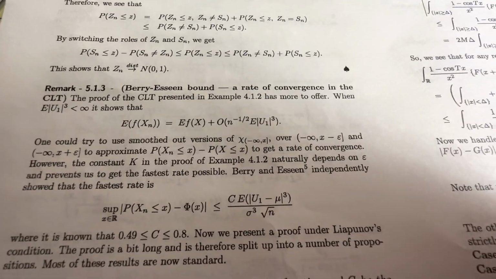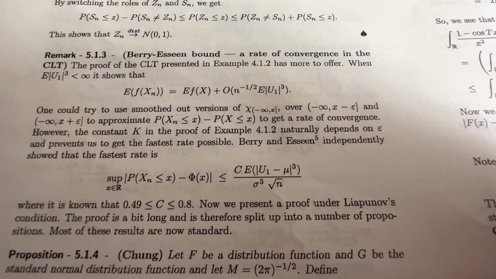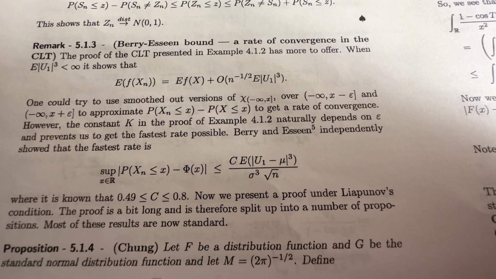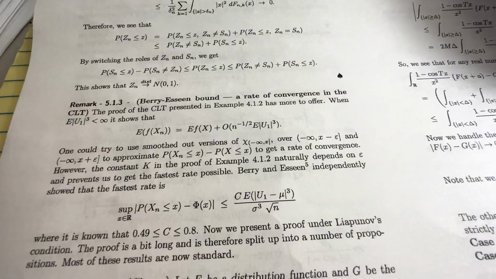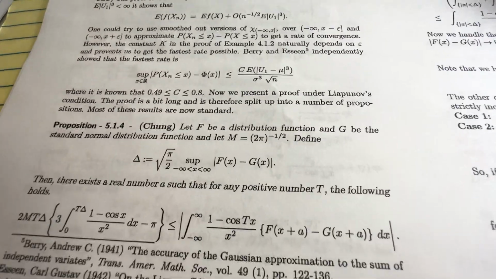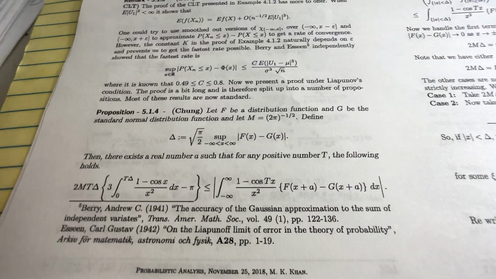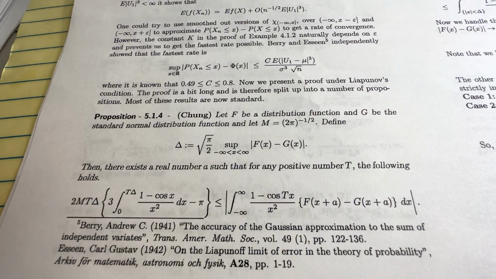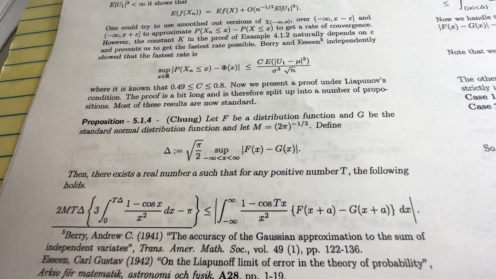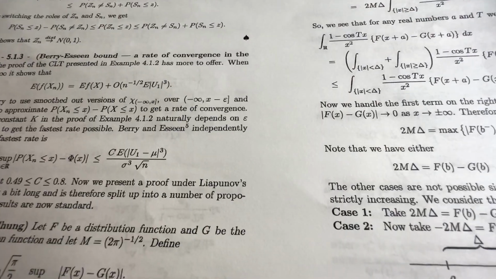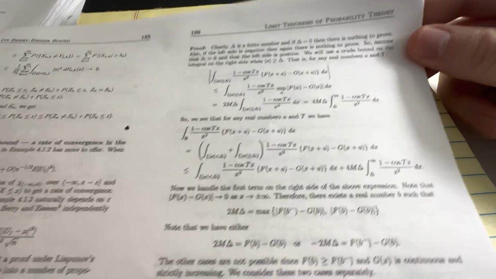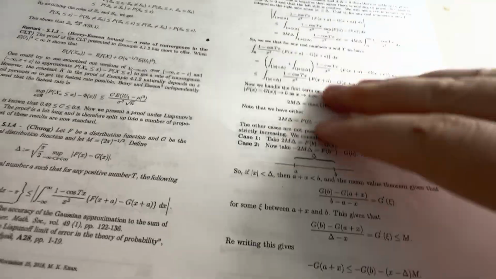And then below it we have the Berry-Esseen bound. Apparently this proof is also quite long. Well, here he has it as a remark. But the Berry-Esseen bound, well, there's a proposition. I don't think that's the real bound, is it? I don't remember. I remember it being stated explicitly.